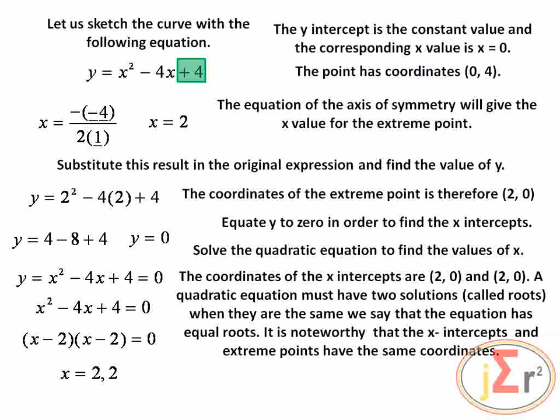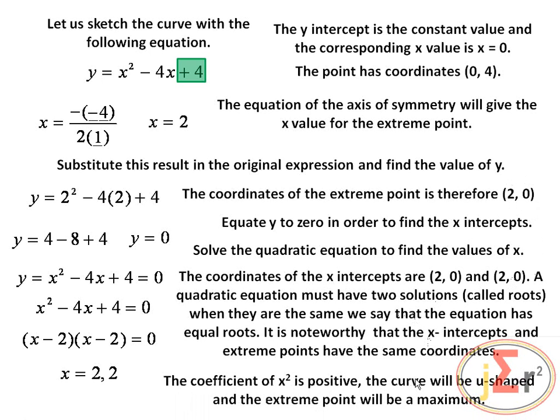A quadratic equation must have two solutions called roots. When they are the same, we say that the equation has equal roots. It is noteworthy that the x-intercepts and the extreme point have the same coordinates. Notice that we have the x-intercepts here and we have the extreme point here. They are the same point. So all of those points will coincide with each other. The coefficient of x squared is positive. The curve will be u-shaped and the extreme point will be a minimum.